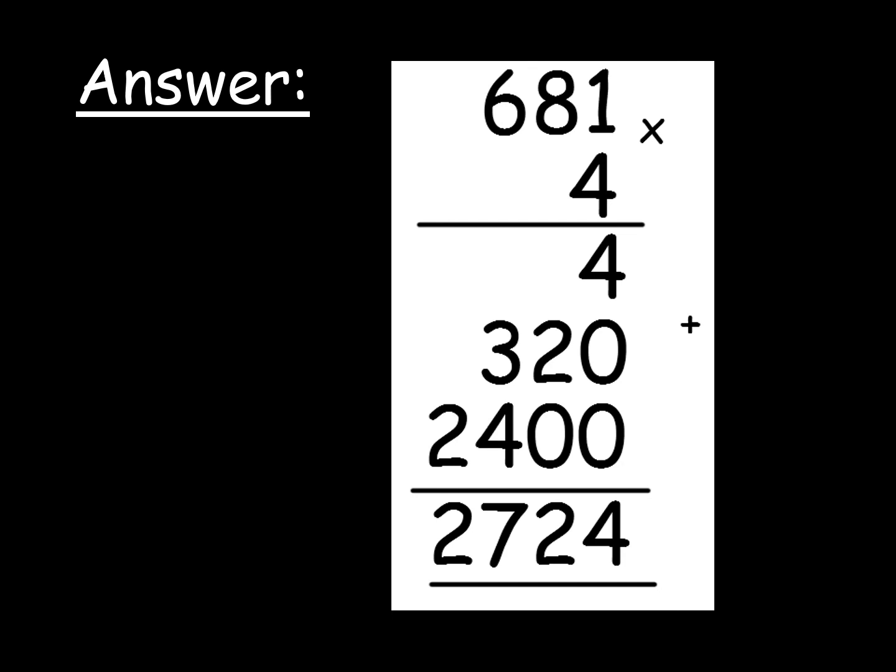And then it's like saying 4 lots of 600. Or we could have done 4 times 6, which is 24. And because we're multiplying by 100, we know everything moves 2 places to the left. So we had 2 zeros. Add it all together, 2,724.